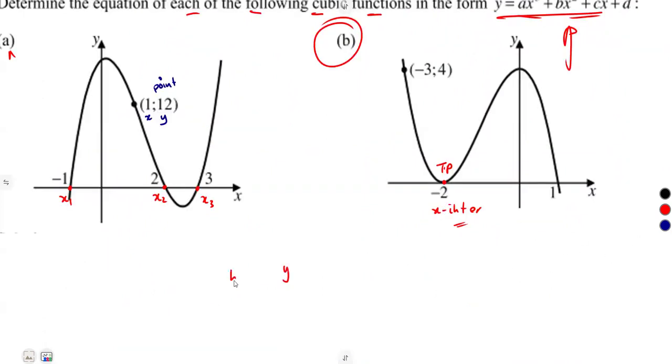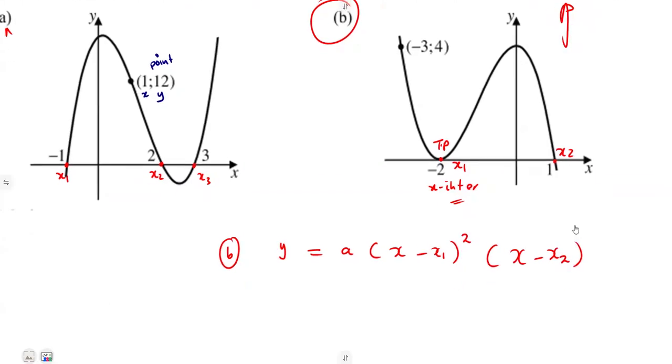So in our case, it was going to be y is equal to a into x. All right, let's say this is our x1, this is our x2. So x1, you are going to subtract this, then square. That's where we have a turning point. So it's going to be x minus x1 squared, all right, into x minus x2. You are not going to square this one because there's a single solution. Here there are two solutions where there's a turning point. So you square that part.